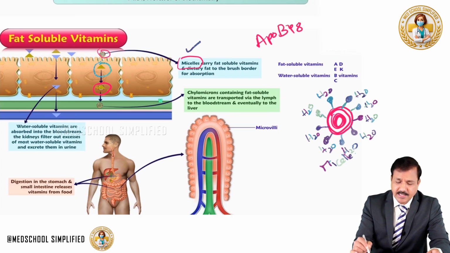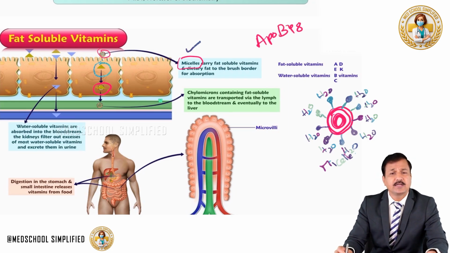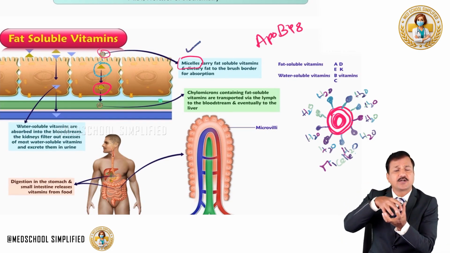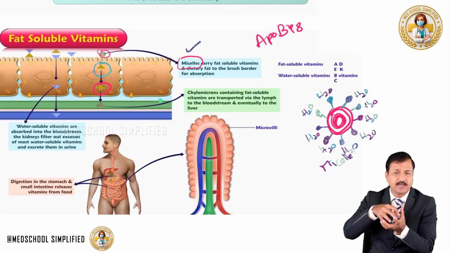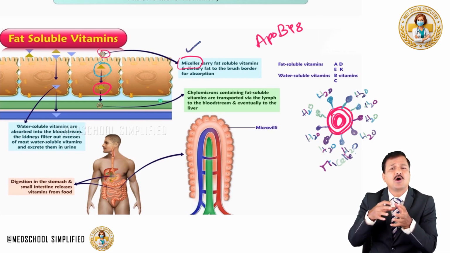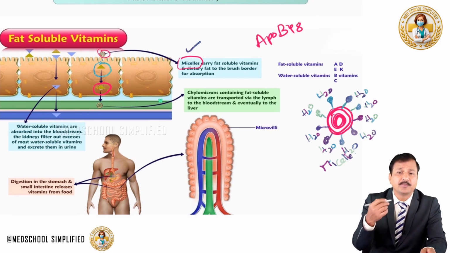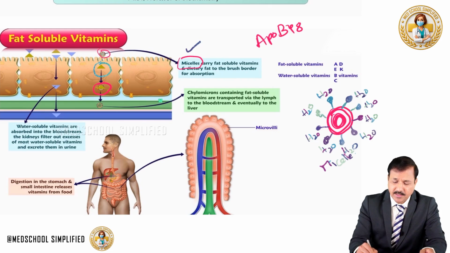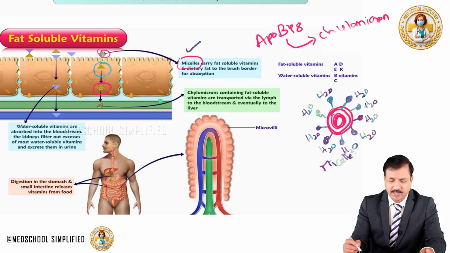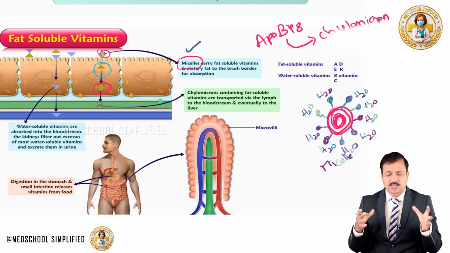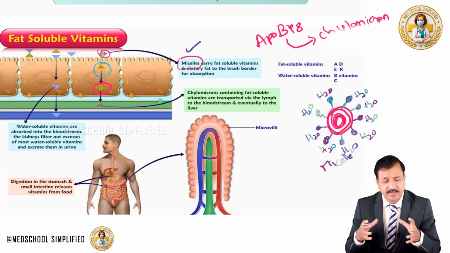ApoB48. This ApoB48 protein is synthesized in the intestine and it will be loaded with the fat soluble vitamins and dietary lipids like triacylglycerol, cholesterol ester, phospholipid. All these lipid molecules will be loaded onto ApoB48 to make chylomicron. So ApoB48 is the one that is converted into chylomicron, containing fat soluble vitamins and dietary lipids.